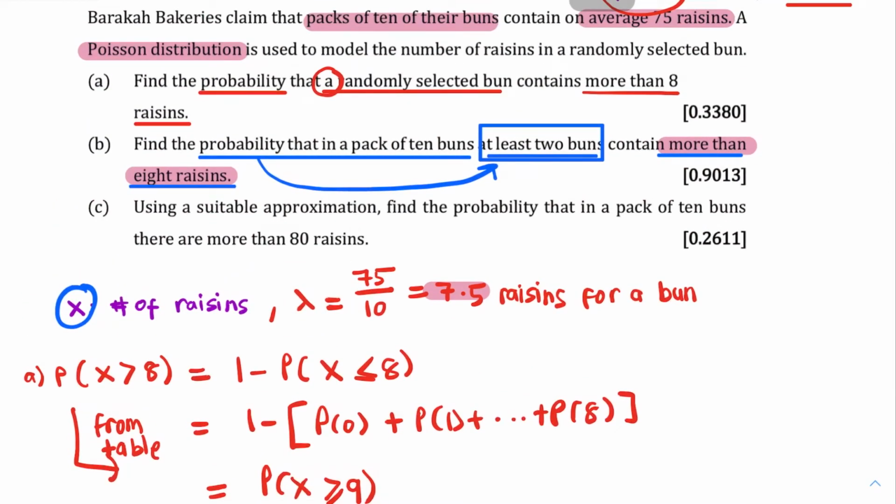Okay, now what is the distribution for Y then? Now since more than 8 raisins is a criteria, it's more likely a success event. Now what is it that you have a success event? Is it a Poisson, or a binomial, or a normal? If you look closely, in a pack of 10 buns, that's actually your number of trials, 10, and the criteria of more than 8 raisins is your probability.